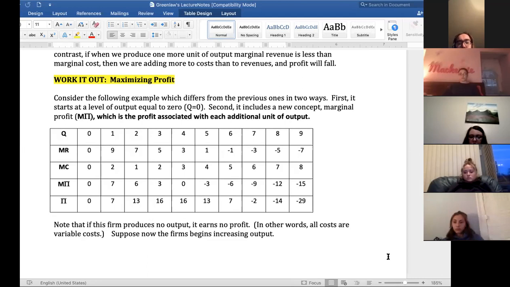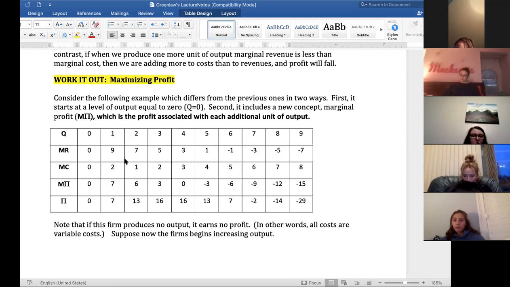Correct. If you produce and sell one more unit of output, how much does your total profit go up? This is total profit down here. 13 minus 7 equals $6 marginal profit. 16 minus 13 equals $3 marginal profit. So marginal profit is literally the profit associated with each additional unit of output. The other way to figure it out is to subtract MR minus MC. So right here, 9 minus 2 is 7, 7 minus 1 is 6, 5 minus 2 is 3, et cetera.